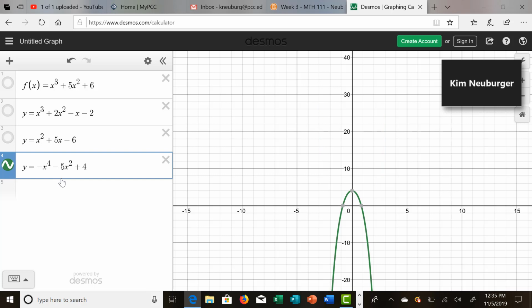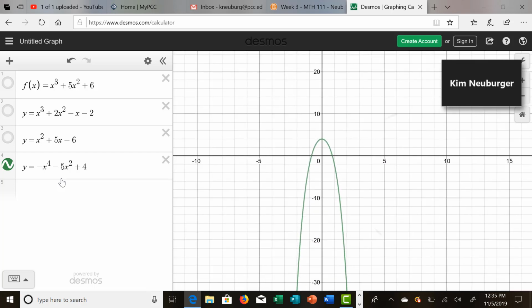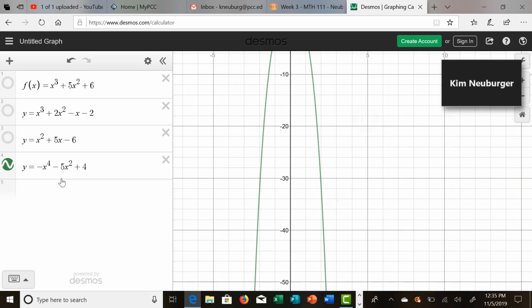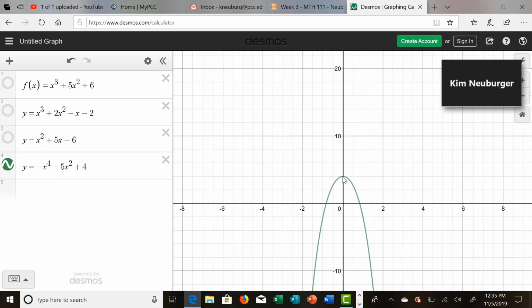Notice that it turns down and it changes shape. It doesn't have all the hills and valleys, but now, as you look at it, it does have an absolute max right here at 4. Sometimes you have lots of hills and valleys when you have higher exponents.